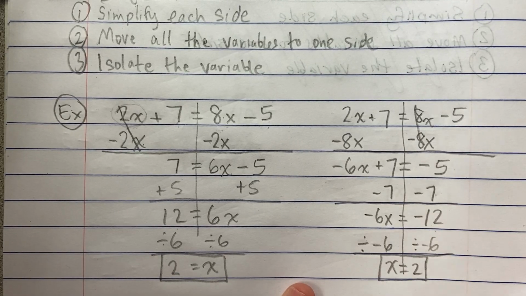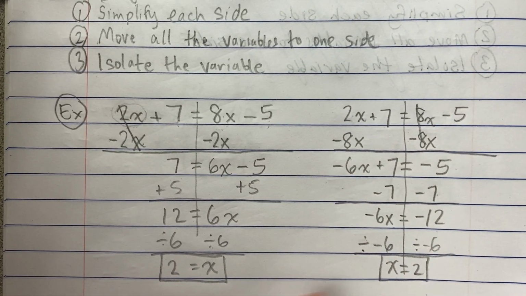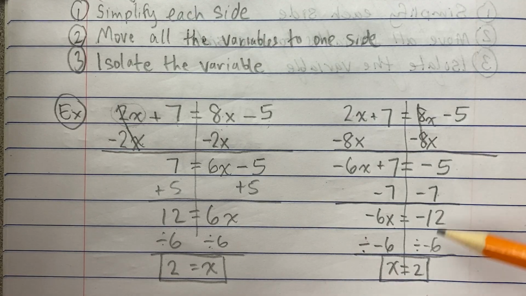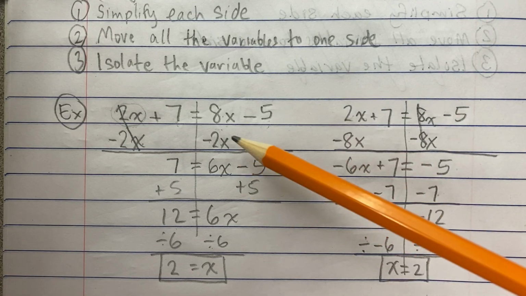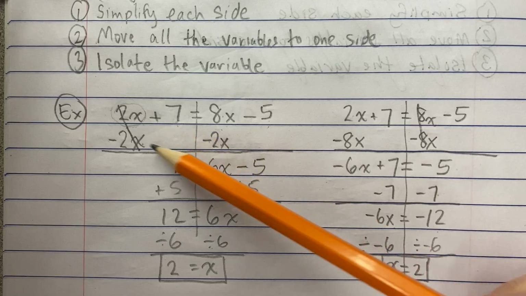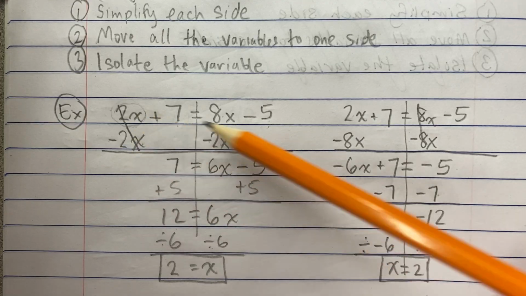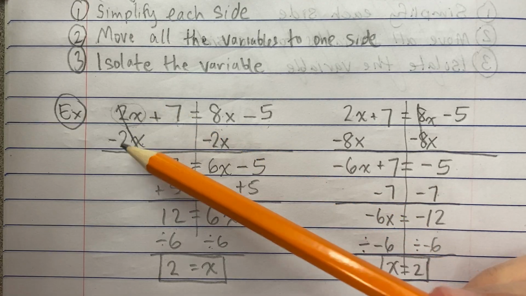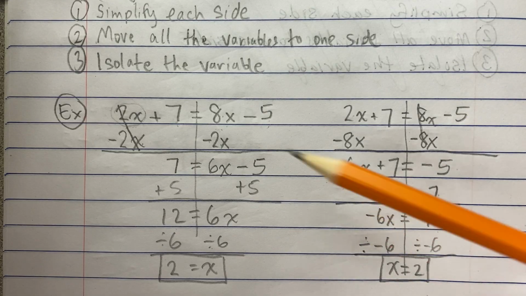Okay, and I get x equals 2. Okay, so I want you to notice I got the same answer. The process was fairly similar. So when you're choosing which way to go ahead and get rid of the variables, right? I could get rid of it on the left side, I can get rid of it on the right side. I would just look for a couple things.